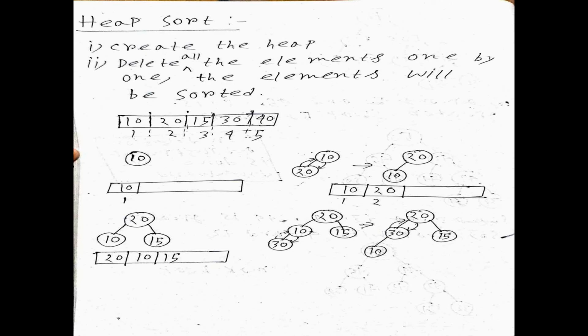Now again we check, is this a max heap? If you check, no, 30 is greater than 20. No, it is not a max heap. Again we exchange. That means we adjust the elements, exchanging between 30 and 20. That means we swap: 30 goes here, 20 goes there.